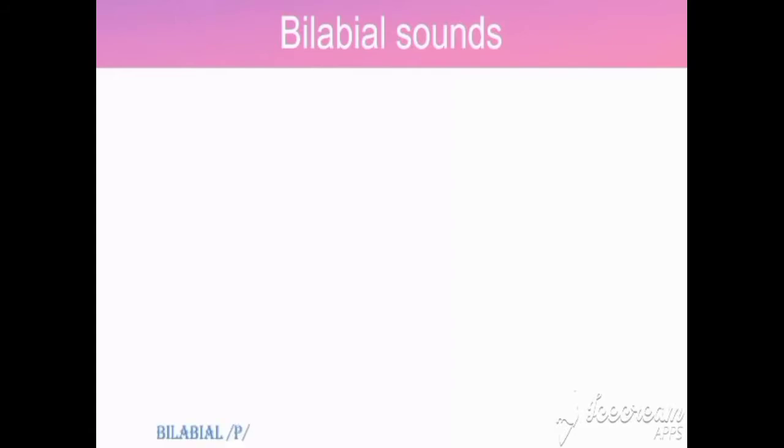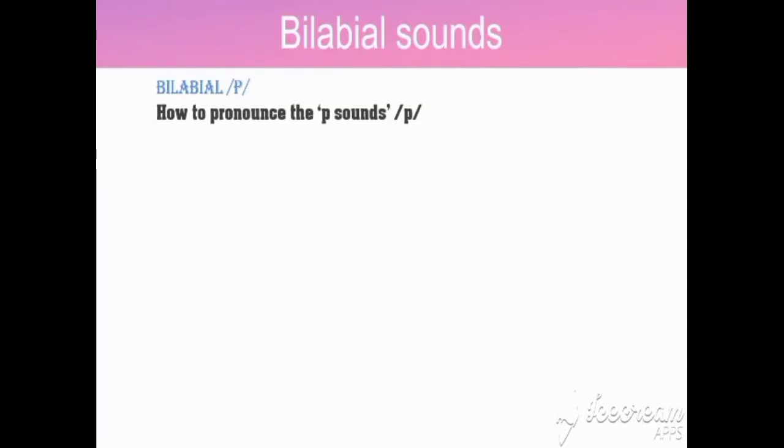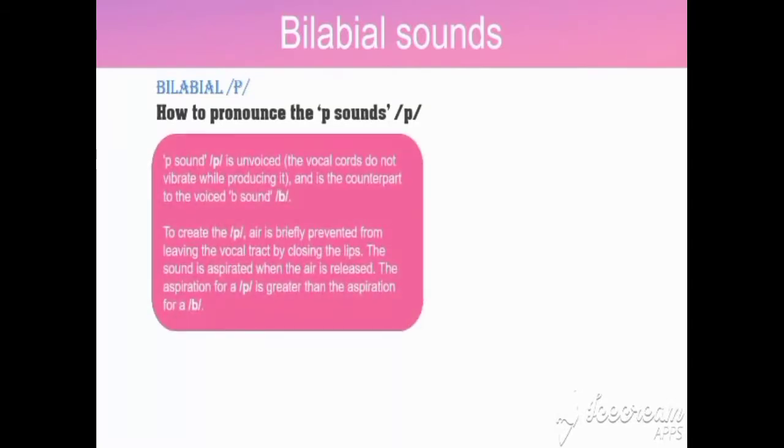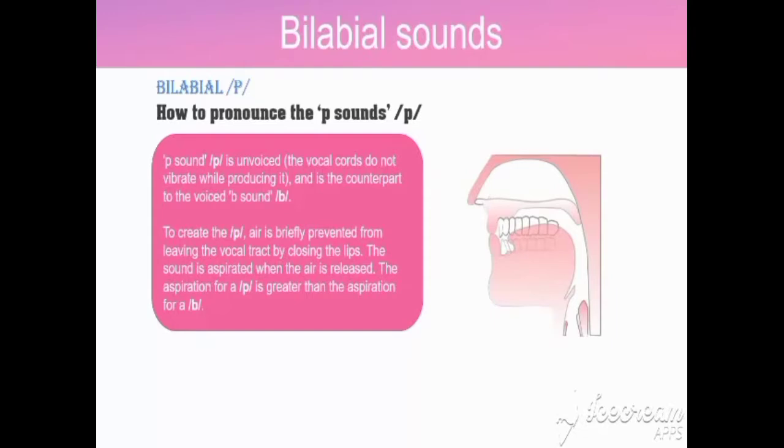Bilabial sounds. Bilabial p. How to pronounce the p sound? The p sound is unvoiced. The vocal cords do not vibrate while producing it, and it is the counterpart to the voiced b sound. To create the p, air is briefly prevented from leaving the vocal tract by closing the lips. The sound is aspirated when the air is released. The aspiration for a p is greater than the aspiration for a b. Examples: spell, people, shopping.